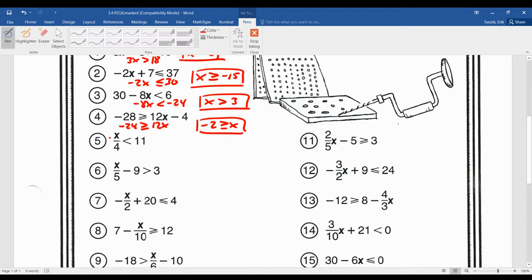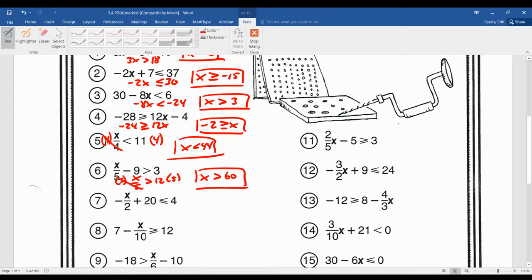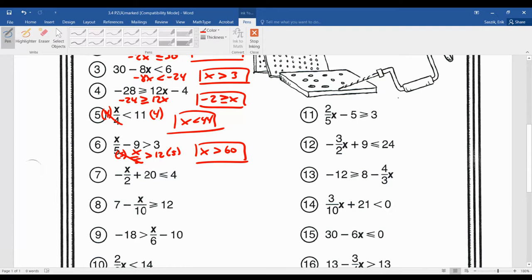All right, so now on this one, we're going to get rid of that denominator by multiplying both sides by 4. X is less than 44. That's no big deal, right? Now here we got to move the 9 over. That turns that into 12, and then we multiply by 5. So we get x is greater than 60. So no switching of direction on either of these, but there's just a couple steps involved.